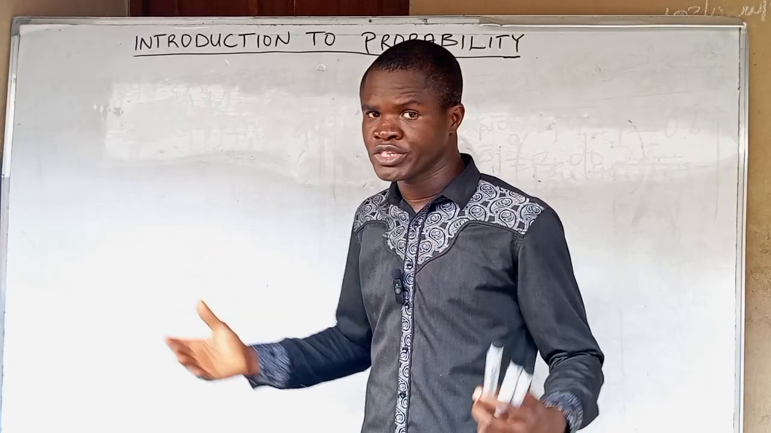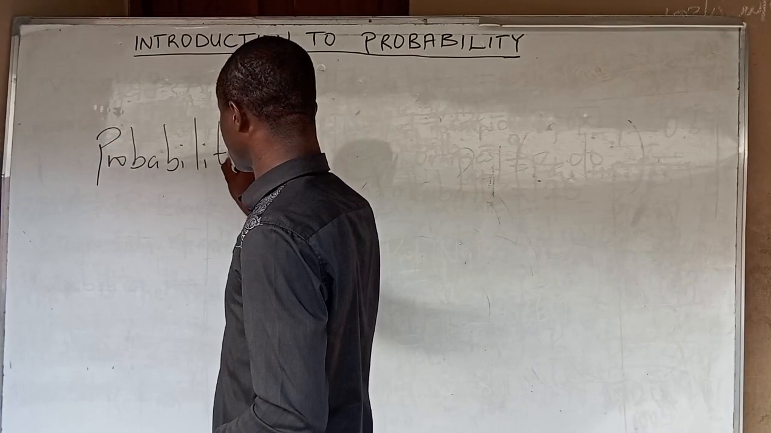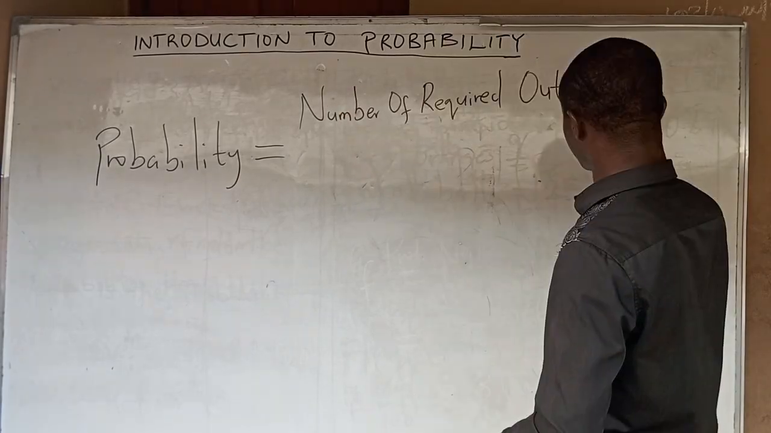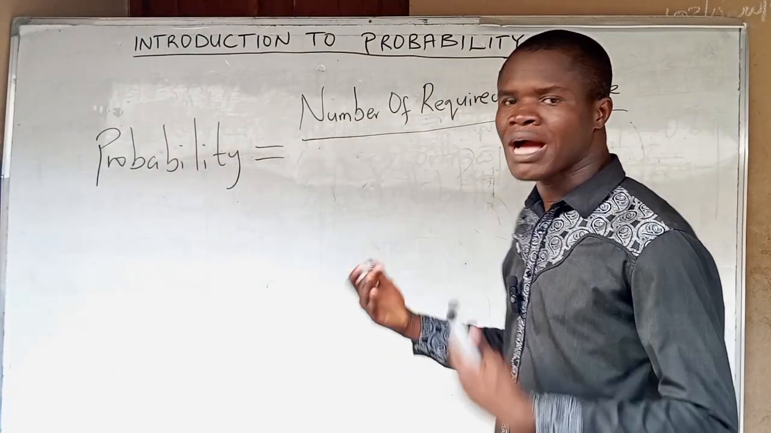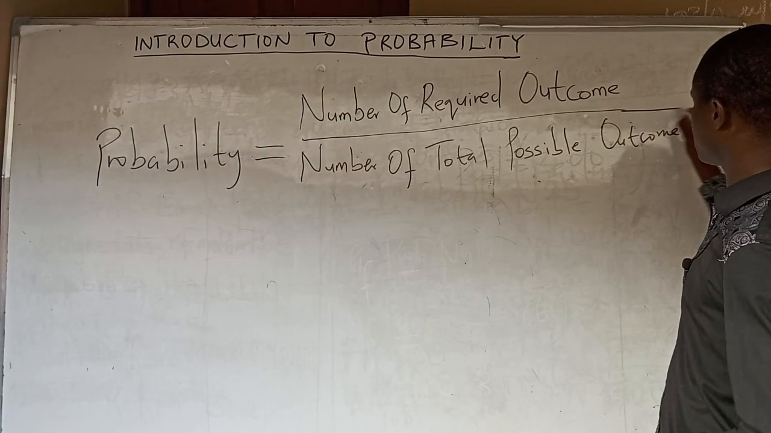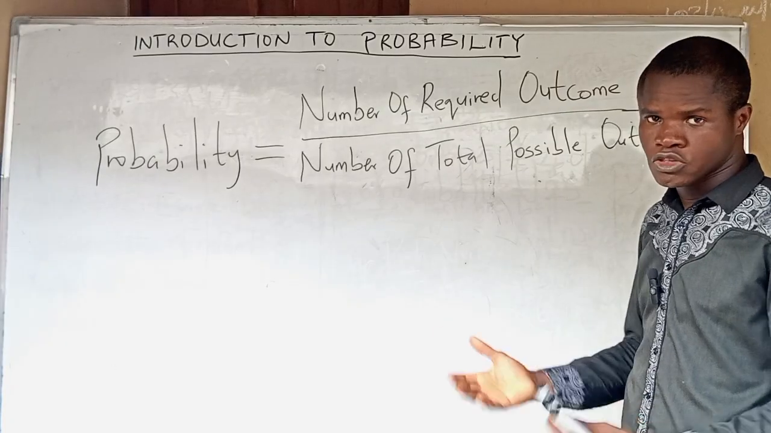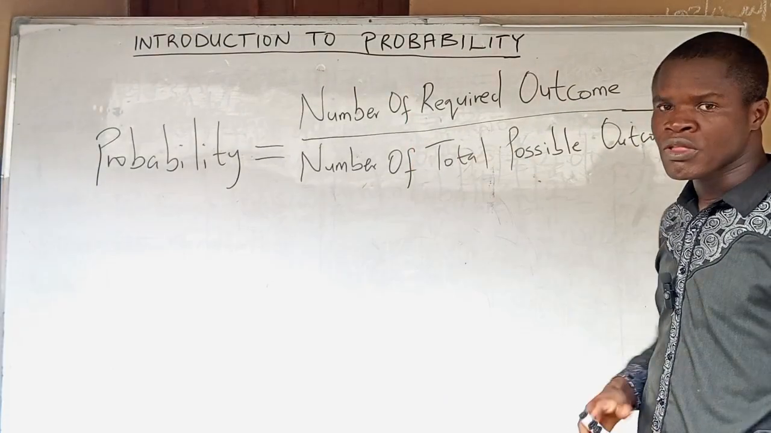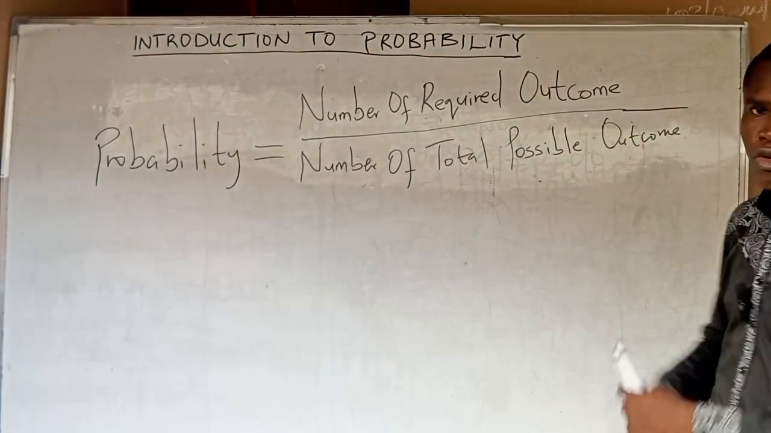The general formula we are going to be using to solve problems on probability is: probability equal to number of required outcome, all over the number of total possible outcomes. So in short form, I will be writing required outcome all over total outcome. So when I say required outcome, you know I'm referring to number of required outcome. And when I say total outcome, you know I'm referring to number of total possible outcome.